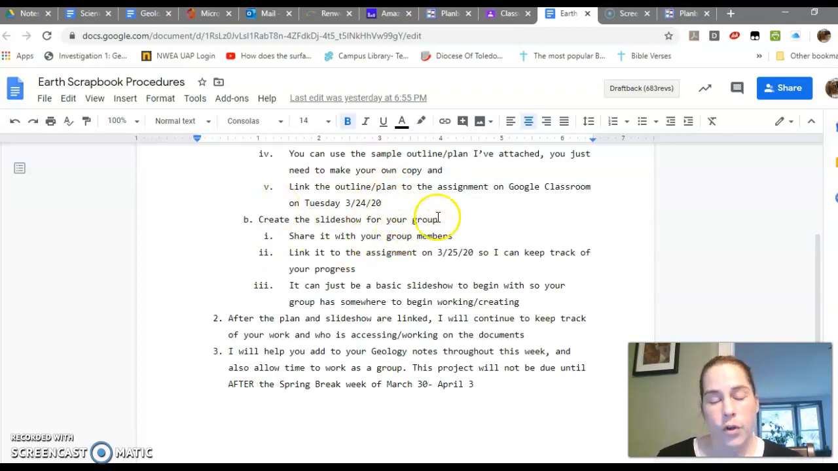Create a slideshow for your group. It can just be a blank slideshow at this point. I just want to see it linked to the assignment that's going to open up on Wednesday the 25th. It can just be a basic slideshow at that time. I just want to see that you have something linked there. After the plan and slideshow are linked, I'll continue to keep track of your work and who is accessing and working on the documents. I will help you add to your geology notes through this week.